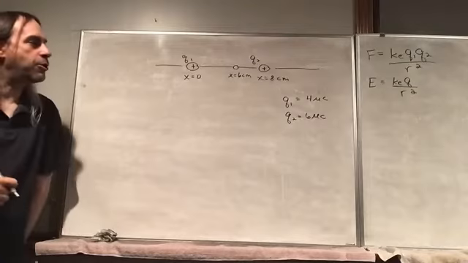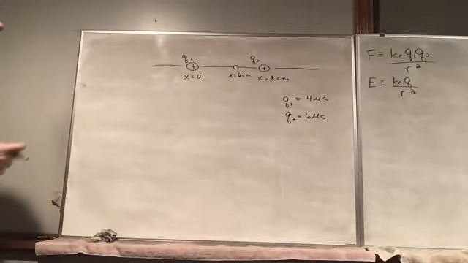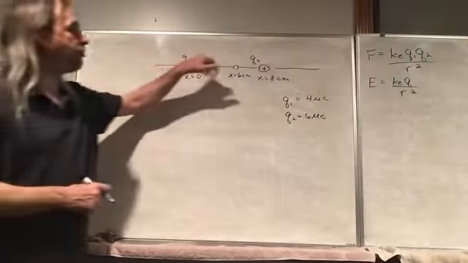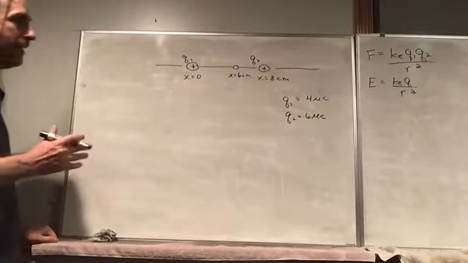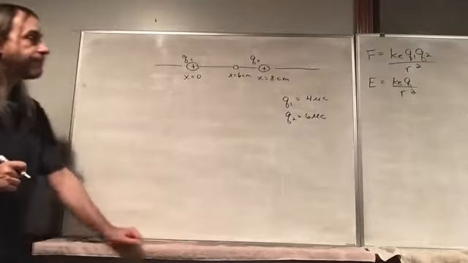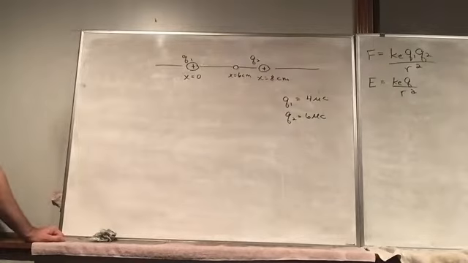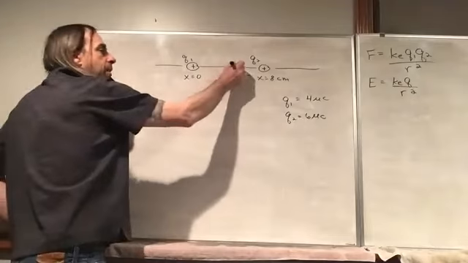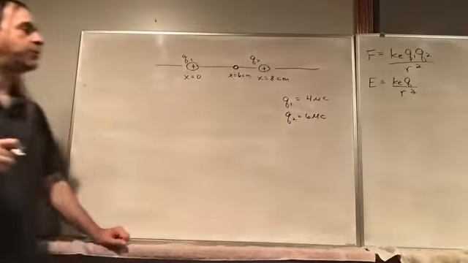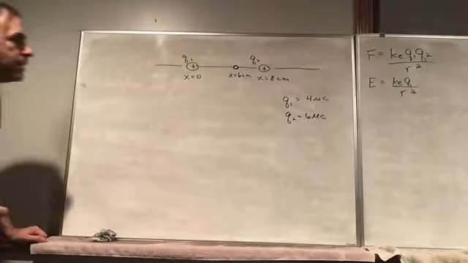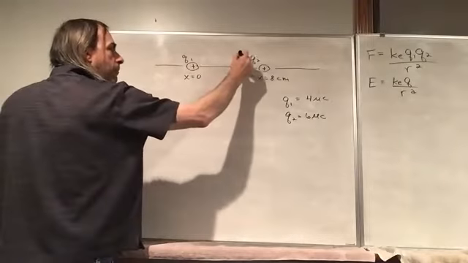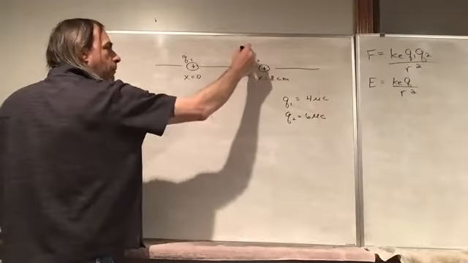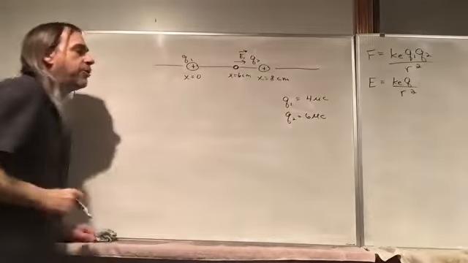So we use linear superposition for this. We can find the electric field due to each charge individually at that point, and then we add them up, adding them as vectors. So to start with, imagine you're at this point here. And since electric fields move away from positive charges, E1, the electric field due to Q1 at this point, would be to the right.